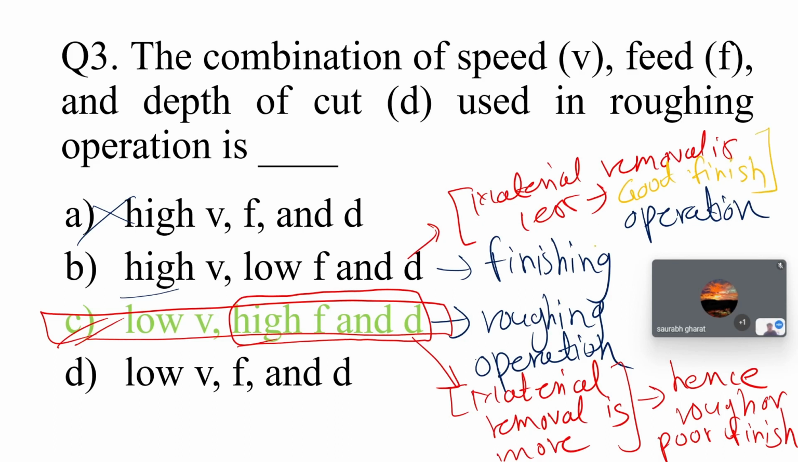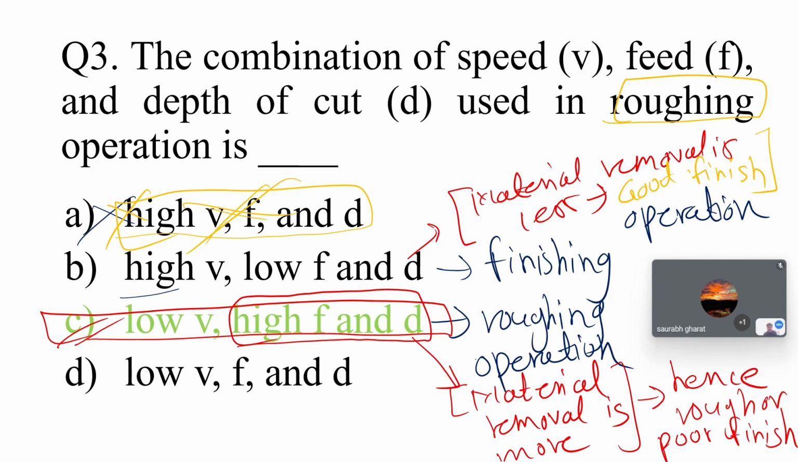So it is finishing operation. For roughing operation, you have to use a low speed but high feed and depth of cut to get more material removed. If everything is high, meaning speed also high and depth also high, it is actually not roughing. It will create something problematic. This is not the correct way.